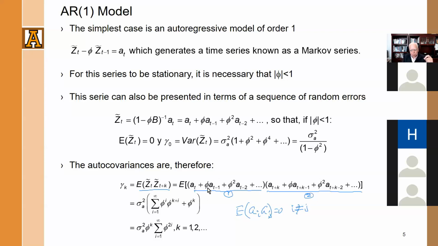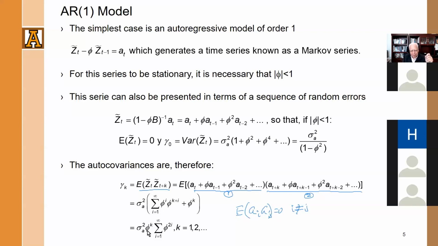Then I take the terms with phi a_{t-1}. The only term that's going to be different from 0 is when the subindex here is equal to the subindex here, and the expected value is going to be sigma squared sub a, the variance of a. So that's just the term when phi to the i is multiplied by phi to the k plus i, with i equals 1 through infinity. And this is the case where k is equal to 0, really, where i is equal to 0. If i is equal to 0, then I have phi to the k.